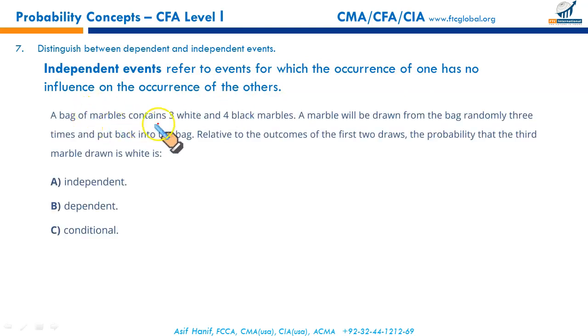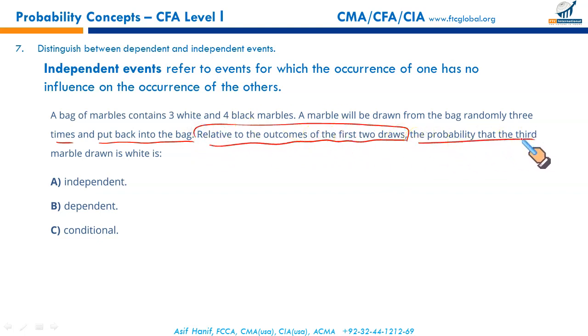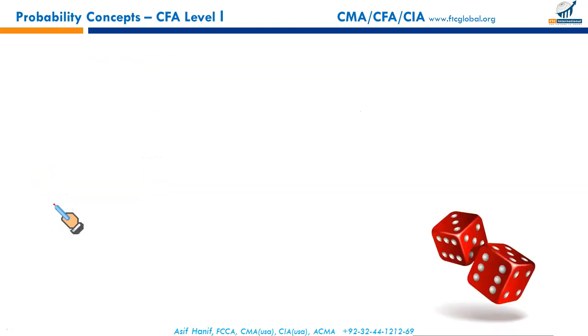A bag of marbles contains 3 white and 4 black marbles. A marble will be drawn from the bag randomly 3 times and put back into the bag. It means it's the probability with replacement. Relative to the outcomes of the first 2 draws, since they have been replaced, the probability that the third marble drawn is white is unaffected, since we are replacing the marbles again and again, so these events are independent. Had it been without replacement, that would have been dependent. So that makes A the correct option.